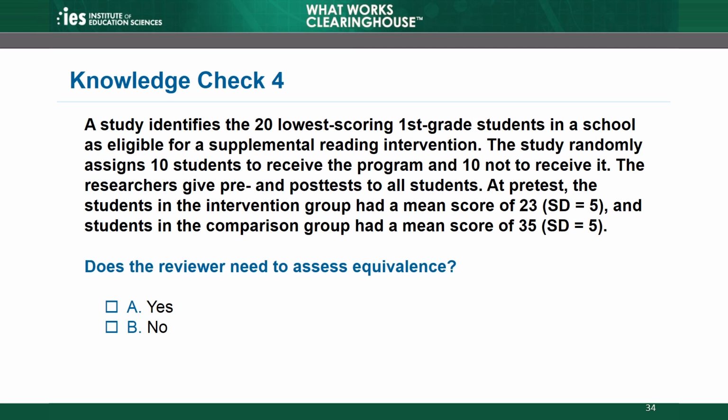At pretest, the students in the intervention group had a mean score of 23, and students in the comparison group had a mean score of 35. The standard deviation for both groups was 5. Does the reviewer need to assess equivalence? Yes or no?